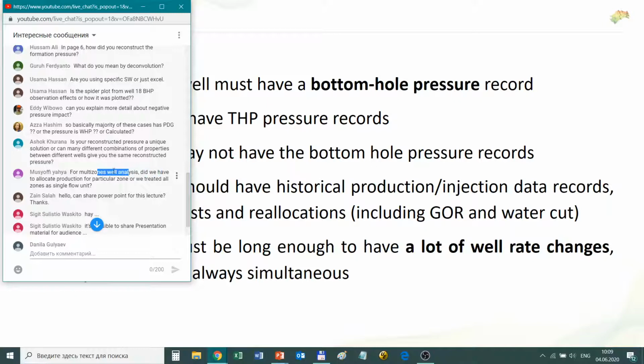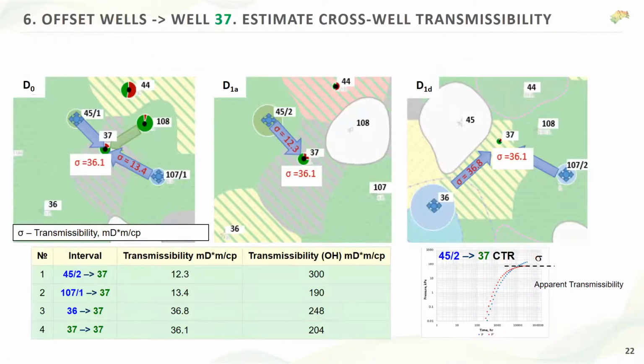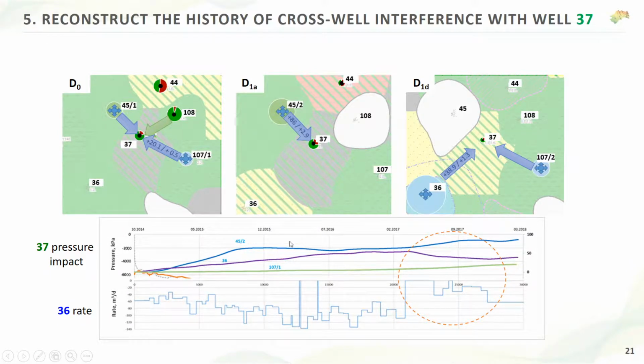For multi-zone well analysis, do we have to allocate the production for a particular zone? If, for example, in the case I've demonstrated here, we have not had the allocation to a particular zone, then for the interference which I got, I cannot say from which of those reservoirs it happens. This 107 well injects into the first and third formation, and this interference is from both of them. Maybe in one of them it's bigger and in another one it's smaller, I don't know, without rate allocation. But anyway, I can say how much pressure change I would have in well 37 due to injection of this well.